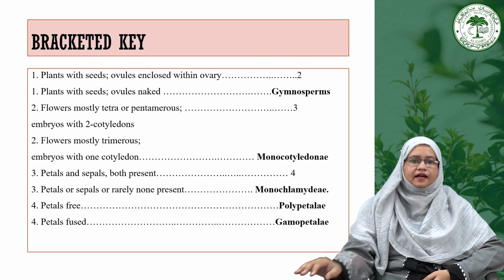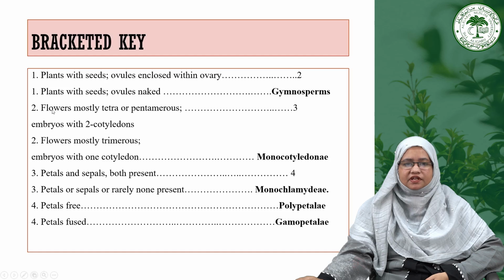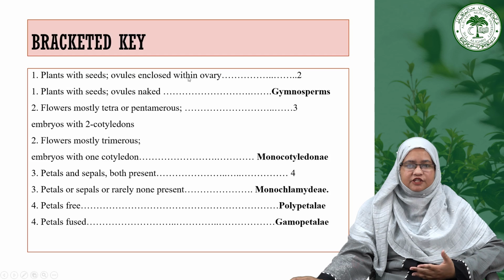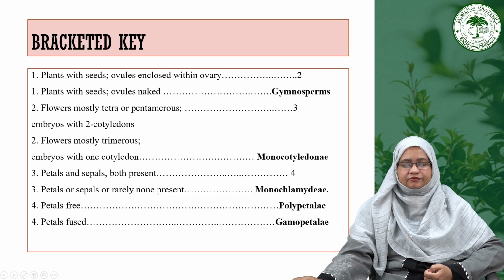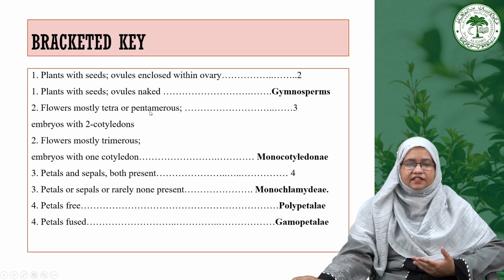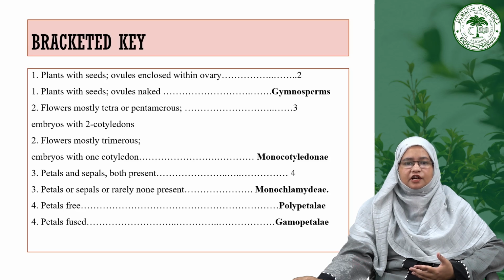Then from the first one, we move to the second couplet: the plant with seeds and ovules enclosed within an ovary. As we know, these are the angiospermic plants, and if we have to characterize them further, then the flower is mostly tetramerous or pentamerous. The plants which have tetramerous or pentamerous flowers generally belong to the dicotyledons, with embryos with two cotyledons. That means it is representing the dicotyledons, and for this we have to move down to number 3 and 4. The next couplet in this: the flower is mostly trimerous and the embryo has one cotyledon. So we can see this group of plants are called monocotyledons.